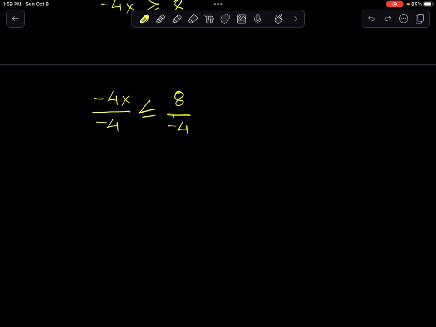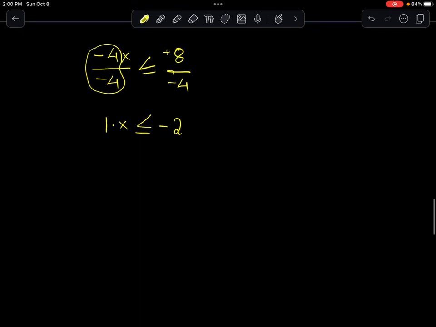What do I do? First of all, I will divide -4 by -4, which is 1, and then times x. So -4 over -4 is replaced by 1, and what's left, this x is multiplied, less than or equal. Now let's see how will I divide 8 over -4. 8 is positive. Positive over a negative, I get a negative. 8 divided by 4, I get a 2.